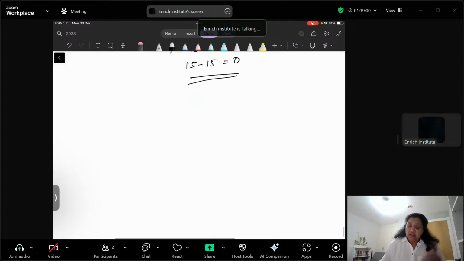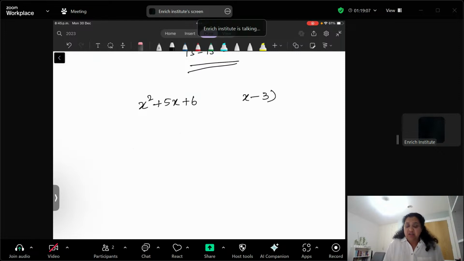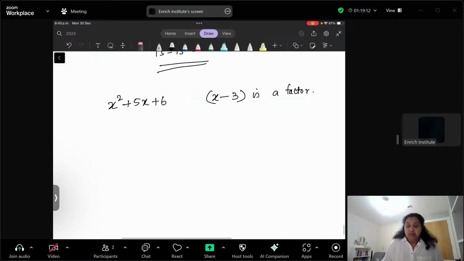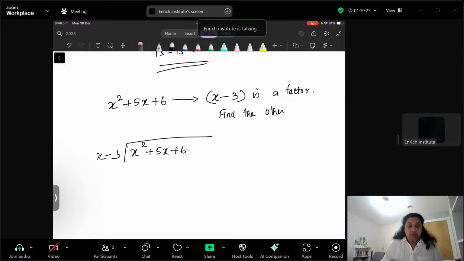Now there is another pattern. Suppose they will say that x square plus 5x plus 6 is a quadratic equation and x minus 3 is a factor. They will ask you to find the other factor. Now what you should do, you can just simply divide this. So x square plus 5x plus 6 divided by x minus 3. You do a long division. I hope you all know that. You do a long division and you will get the answer. So this is how you find a factor and you find all the other factors.